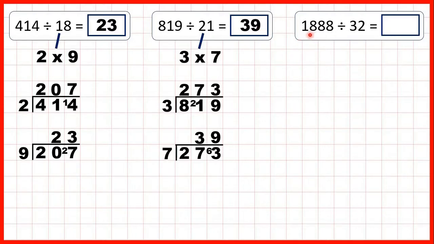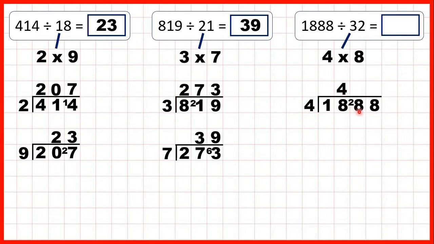So finally, we have 1,888 divided by 32. Now 32 is 4 times 8, so we can first divide by 4. 18 divided by 4 is 4, remainder 2. 28 divided by 4 is 7, and 8 divided by 4 is 2. So dividing by 4 has given us 472.